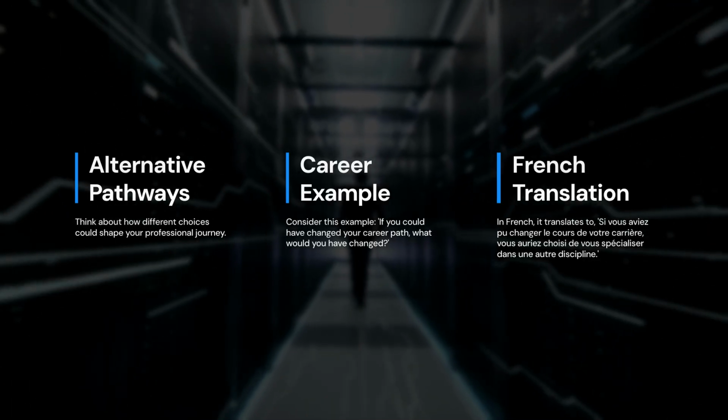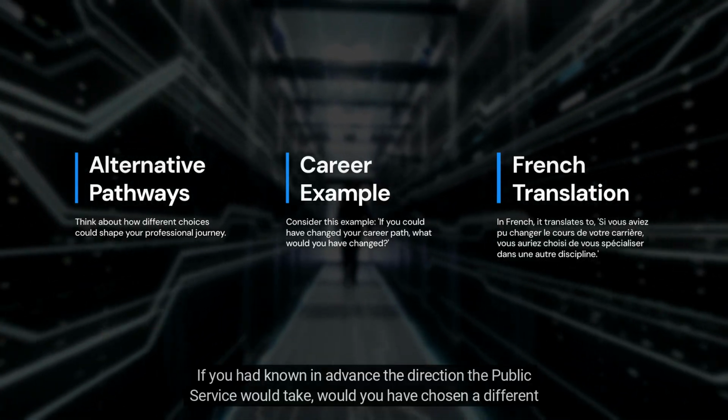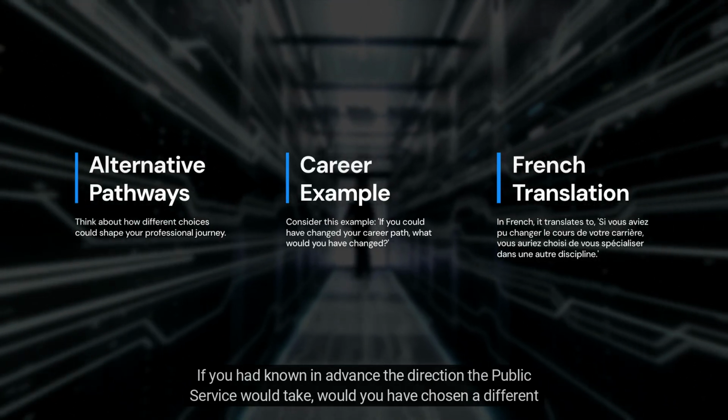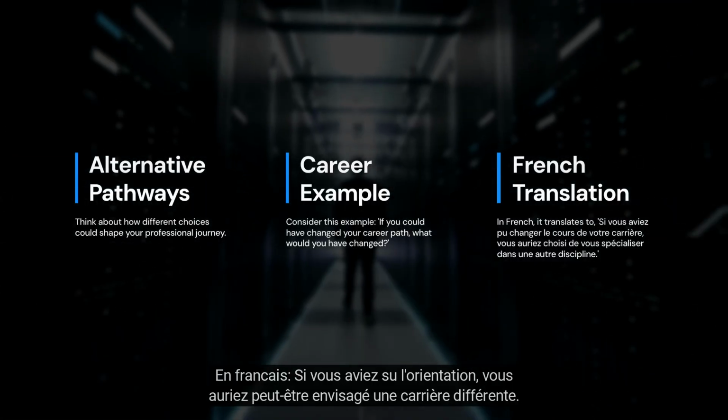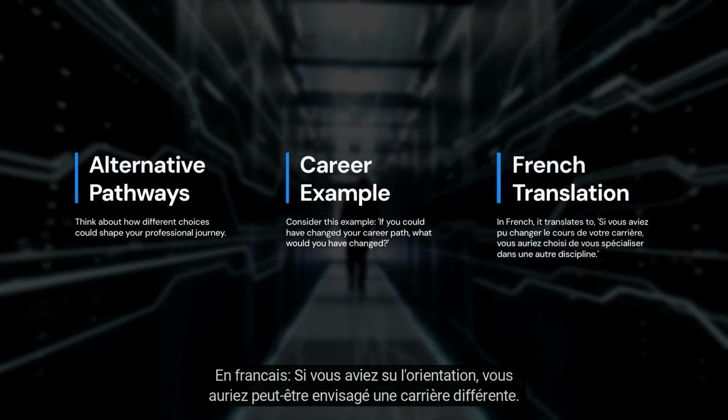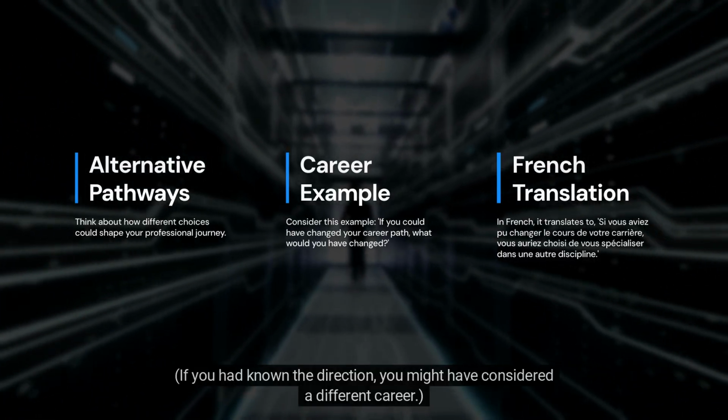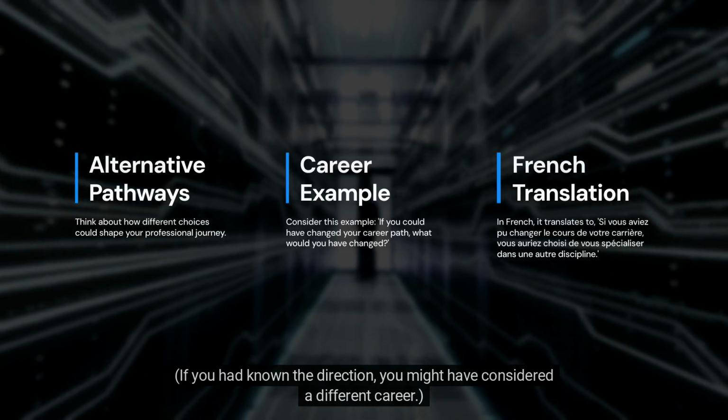Example 2. If you had known in advance the direction the public service would take, would you have chosen a different career? En français, si vous aviez su l'orientation, vous auriez peut-être envisagé une carrière différente. If you had known the direction, you might have considered a different career.